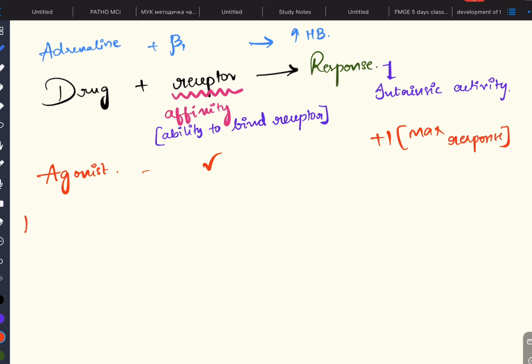And next, that is the partial agonist. So what is a partial agonist? There is the ability to bind the receptors, and the response is 0 to 1. That is a minimum response, not too much.